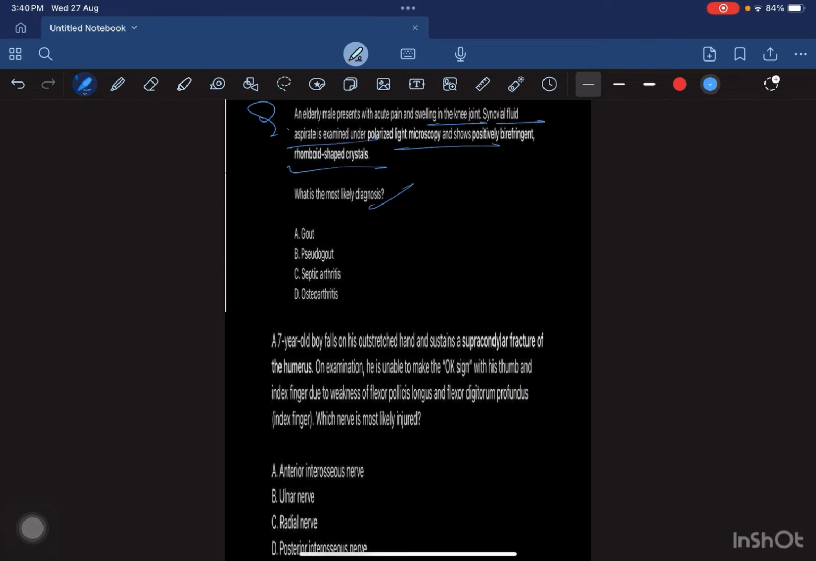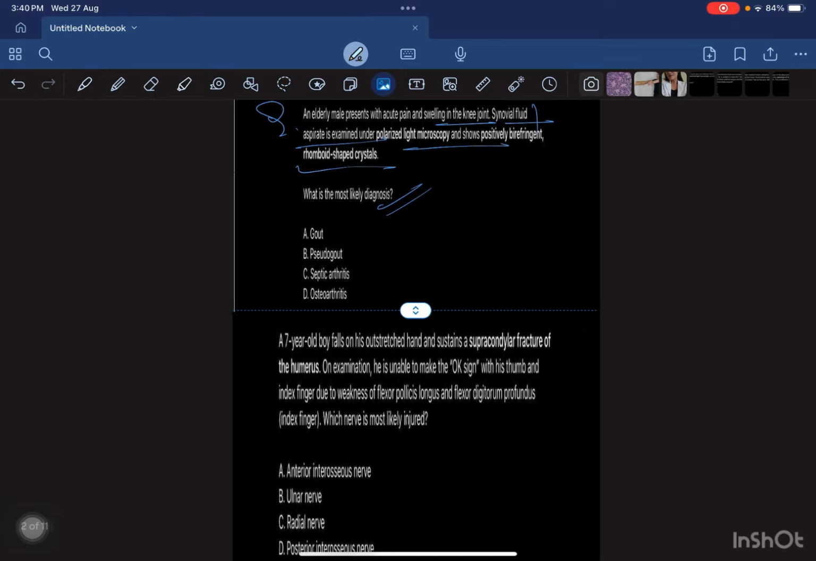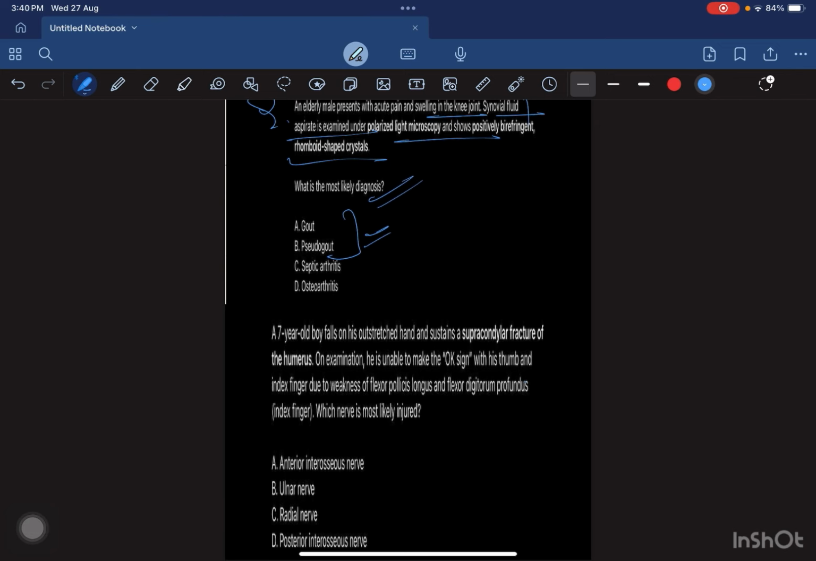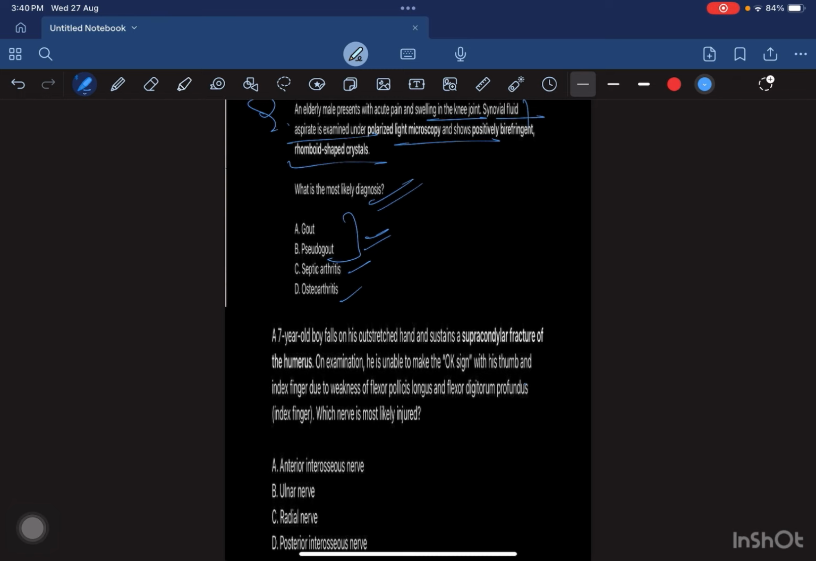So here the most likely diagnosis, we have only two differential diagnoses here since it is talking about synovial fluid aspirate examination. So the two DDs that we have here are gout and pseudogout. Now your septic arthritis and osteoarthritis would be ruled out itself, since for osteoarthritis we have the history of stiffness and pain after some activity done, and septic arthritis occurs most commonly in children and is associated with fever and all those things, so these are ruled out.